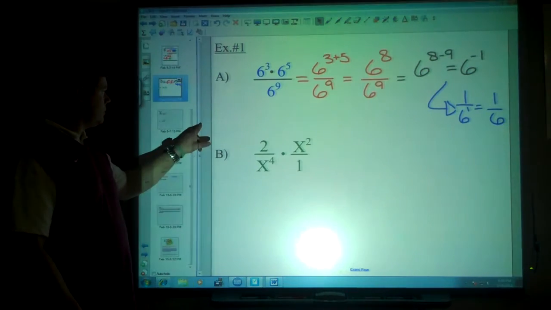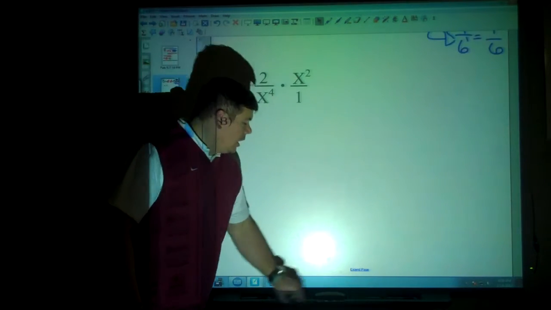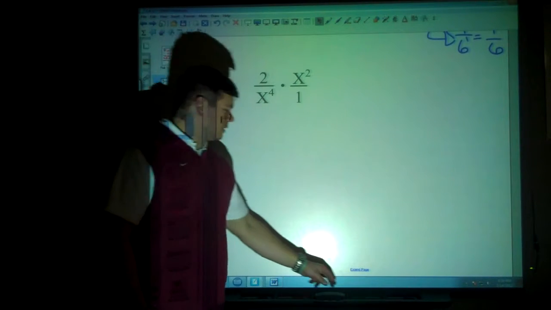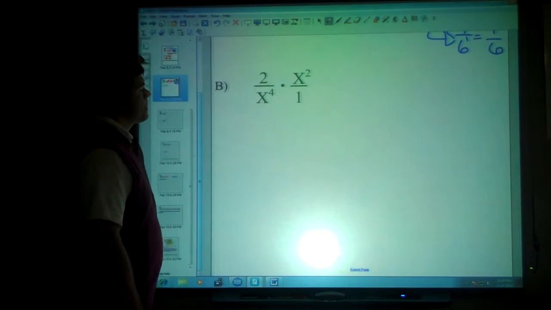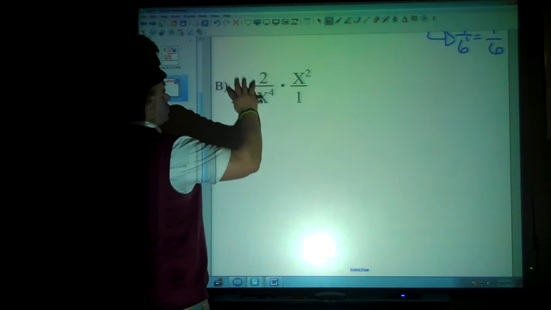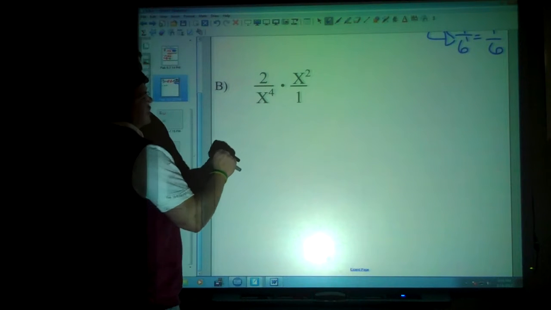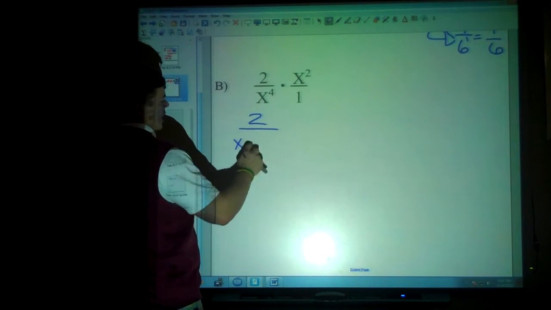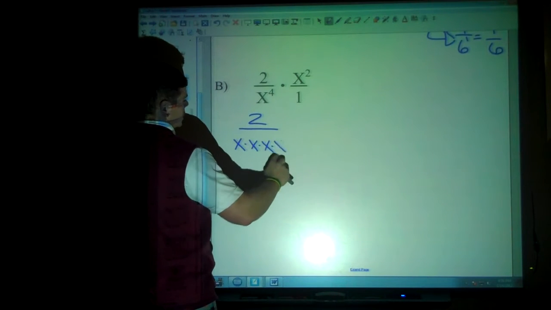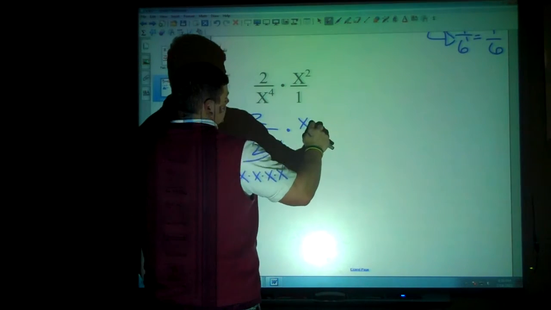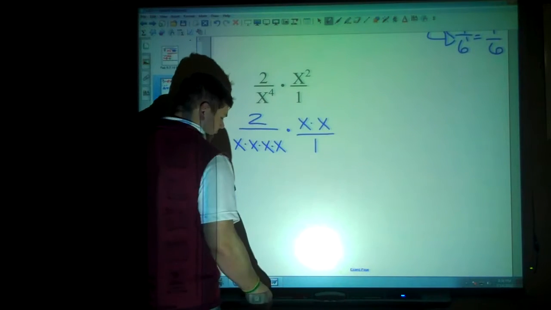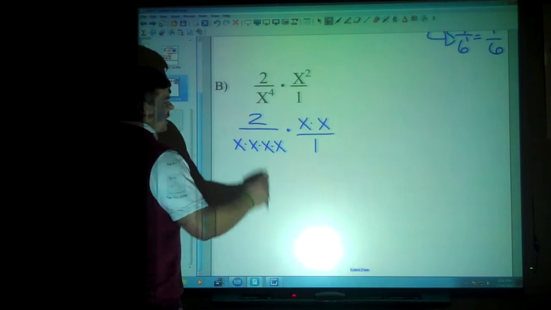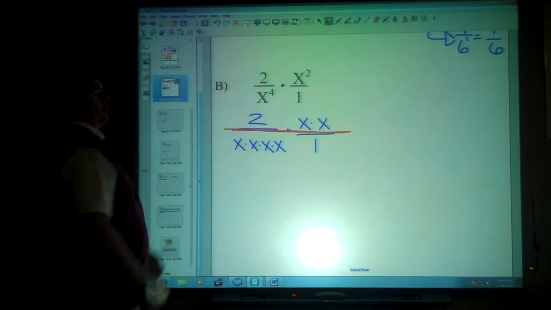Another one. 2 over x to the 4th times x to the 2nd. Now, it's multiplication, so you can deal with this just like you would with fractions. And another way of looking at this is 2 over x times x times x times x, being multiplied by x times x over 1. If you want to, it's okay to make one giant fraction.